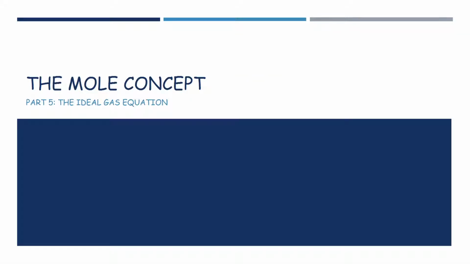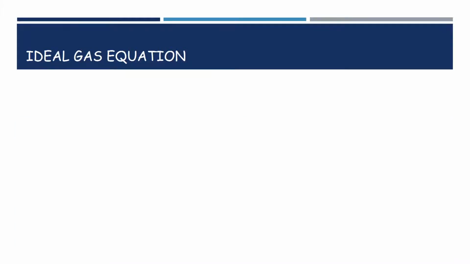In this video, we're going to look at how to calculate the moles of a gas if it's not at STP. The ideal gas equation is a combination of three laws: Boyle's law, Charles's law, and Avogadro's hypothesis. So let's look at how it's derived.